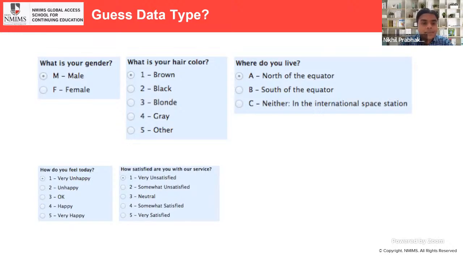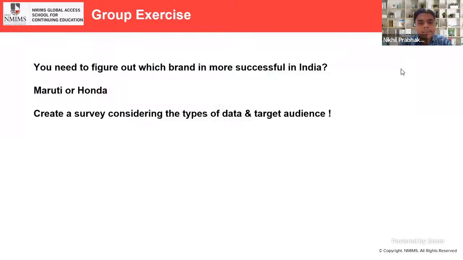So for that, I've kept an exercise over here. The exercise is pretty simple, but we will have around 15-20 minutes for the exercise so that you as a group try to derive a survey. Let me explain the problem that we are trying to solve. You need to figure out which brand is more successful in India. I'll just repeat. You're looking at the Indian market, the four-wheeler market, and you're trying to guess which brand is more successful between Maruti or Honda.